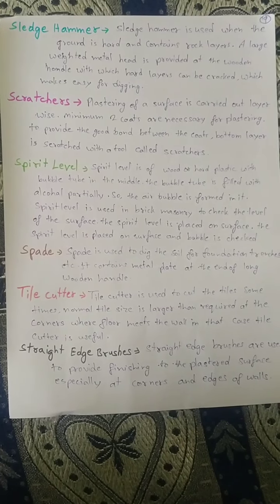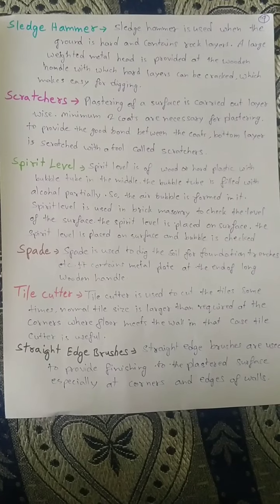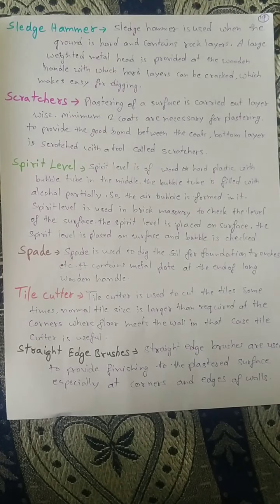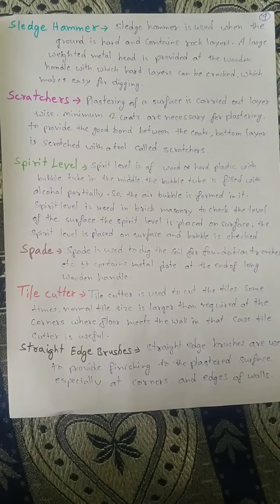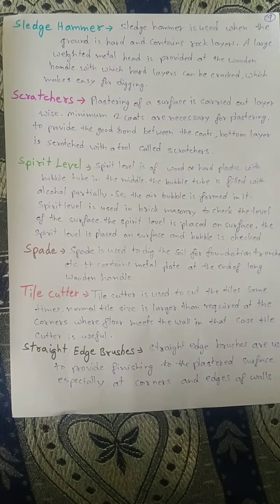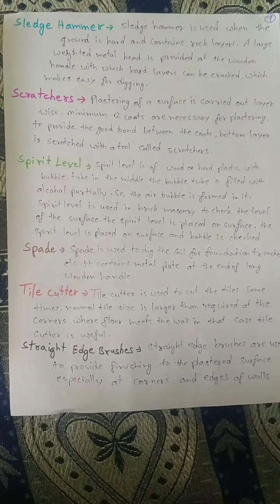Scratchers. Plastering of a surface is carried out layer wise. Minimum 2 coats are necessary for plastering. To provide a good bond between the coats, the bottom layer is scratched with a tool called scratchers.